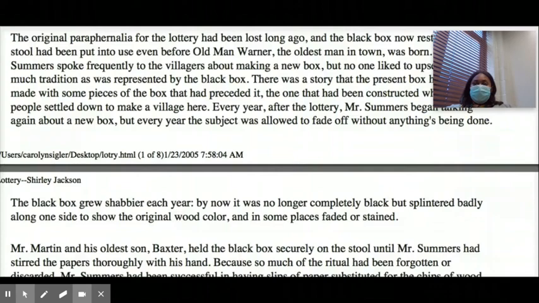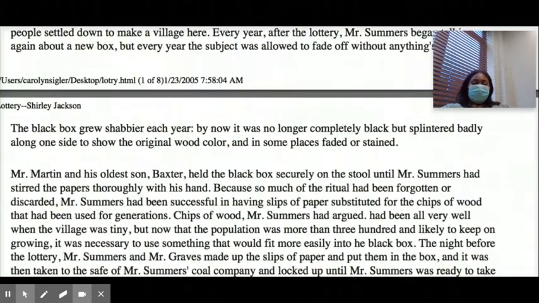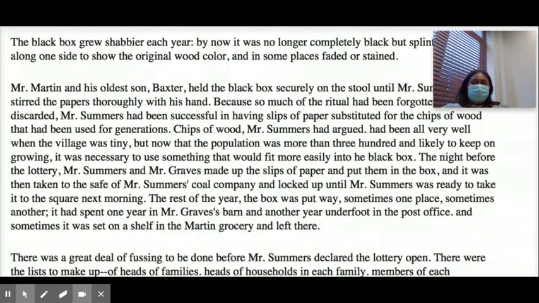Every year after the lottery, Mr. Summers began talking again about a new box, but every year the subject was allowed to fade off without anything being done. The black box grew shabbier each year. By now it was no longer completely black, but splintered badly along one side to show the original wood color, and in some places faded or stained. Mr. Martin and his oldest son Baxter held the black box securely on the stool until Mr. Summers had stirred the papers thoroughly with his hand.